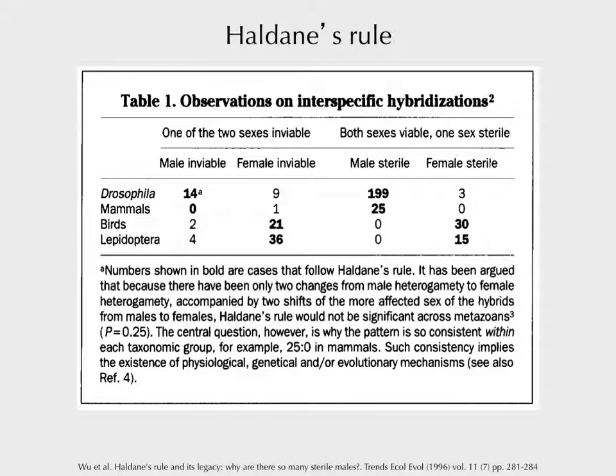Good. Yep, so in Lepidoptera, females are worse than males. If you have only one sex that's sterile, it's going to be a female. If you have only one sex that's inviable, it's usually going to be a female. Okay? What about birds? Same pattern. And mammals? Yep, same pattern. For mammals and for Drosophila. Good.